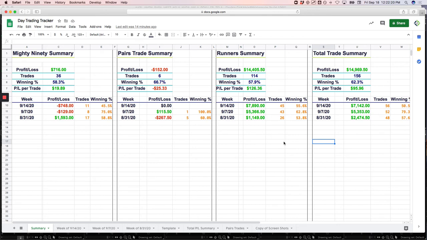So good stuff. Like I said, total $716 Mighty 90, little loss on the pairs trades, almost $15,000 total over the last few weeks. So that's where we're at.